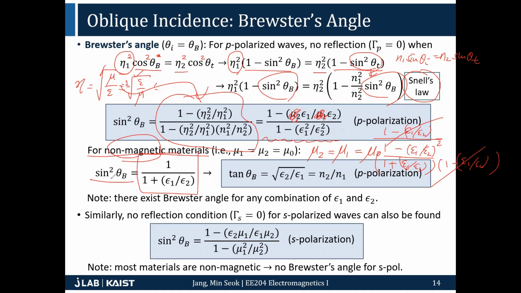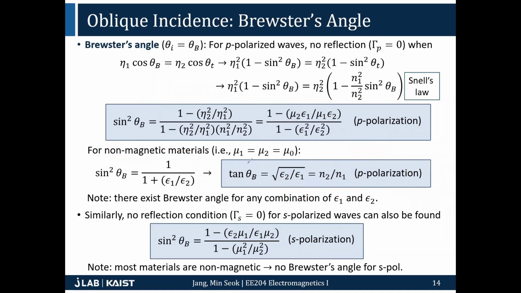And then because sine looks like this, we can also make it into a tangent form. So tangent theta is square root of epsilon 2 divided by epsilon 1. And then this is equal to n2 divided by n1, right? Remember that the definition of n was just the square root of epsilon r mu r, and mu r is 1 in this case. So n is just the square root of epsilon r. So the ratio of permittivity is equal to the ratio of the index without square root.